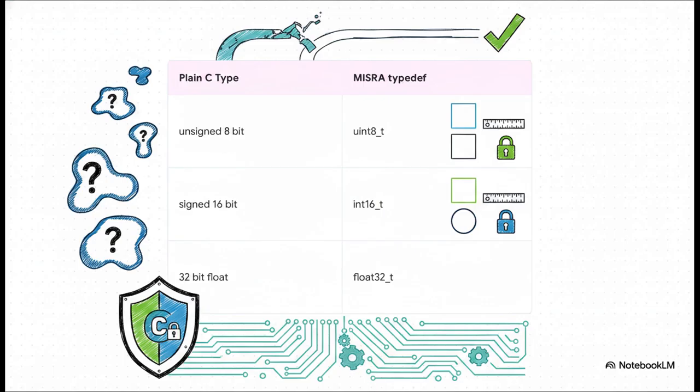That's why Rule 6.3 steps in. It forces us to use typedefs that explicitly indicate both size and signedness. So, the fix for your codebase? Strip out those plain int declarations and swap them for precise types, like int16_t or uint8_t. It completely wipes out compiler-dependent guesswork.